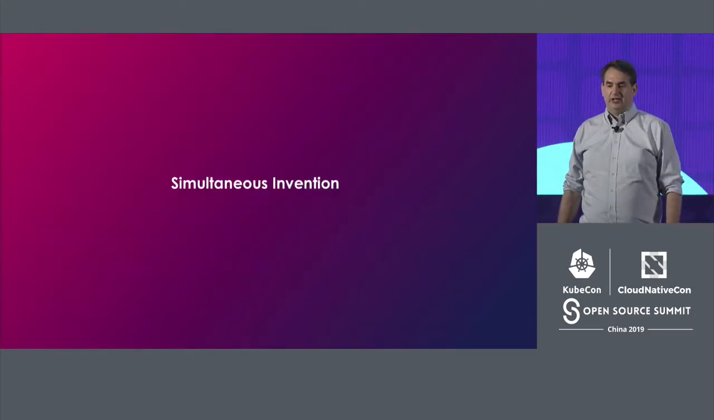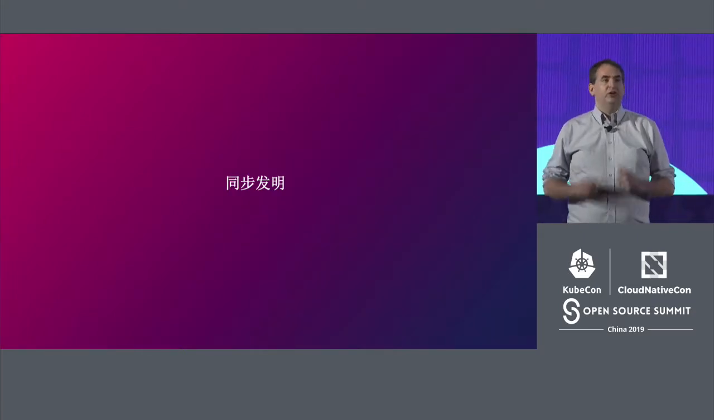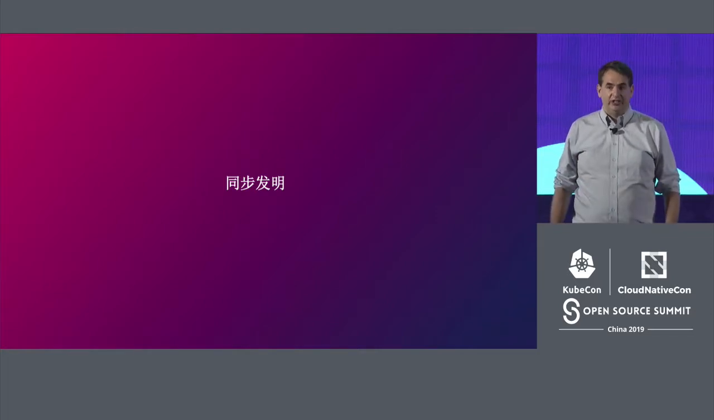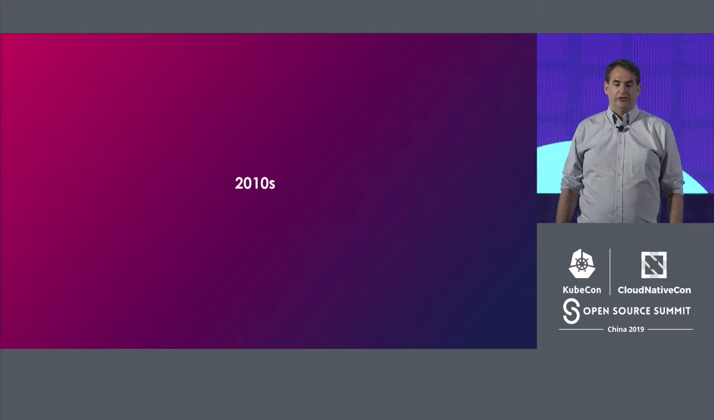Simultaneous invention is the concept that certain ideas are in the air. The prerequisite inventions have been made, and now it just takes a spark of creativity and a lot of effort to build the next step in the technology tree. Simultaneous invention is a common occurrence through history.